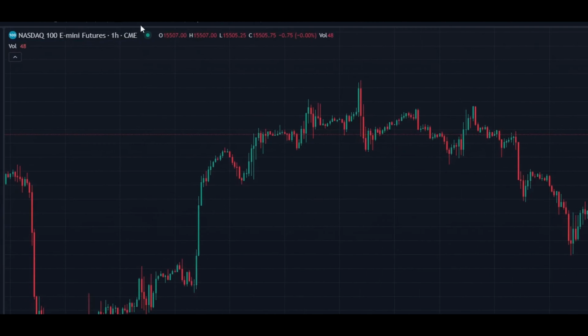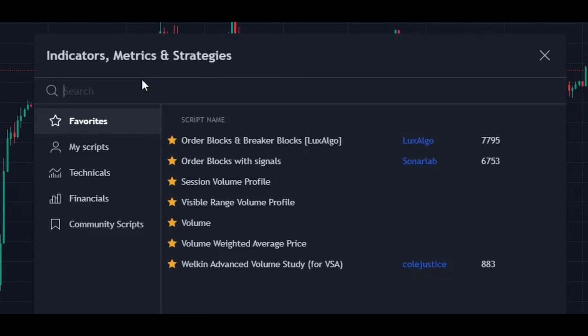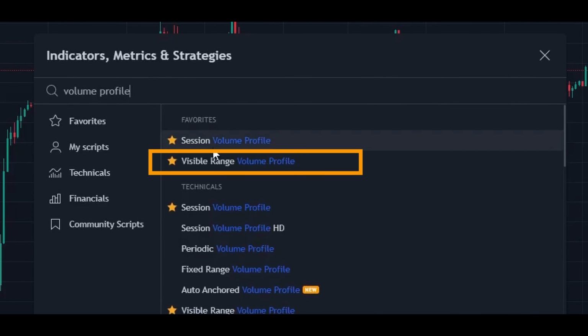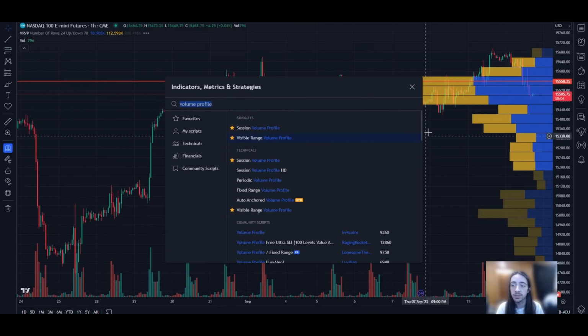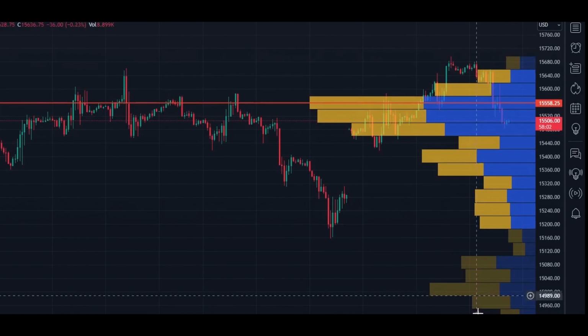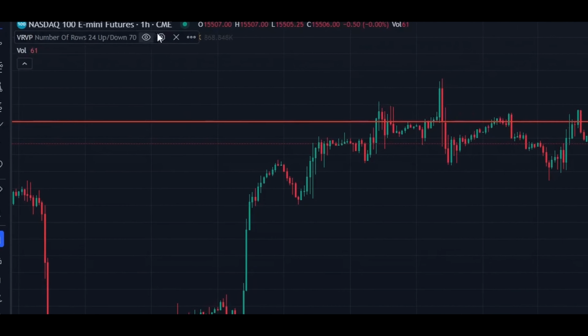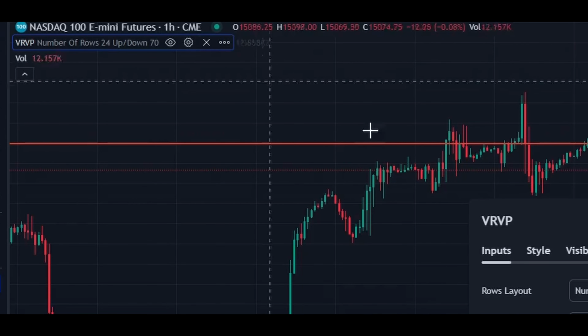So I'm going to remove that Volume Profile. I'm going to show you the second Volume Profile study they have, which would be the Visible Range Volume Profile. So this one is going to show us on the right side, however far out zoomed we are on the chart, where the most volume is traded, and usually we'll see it as an area of resistance or an area of support.